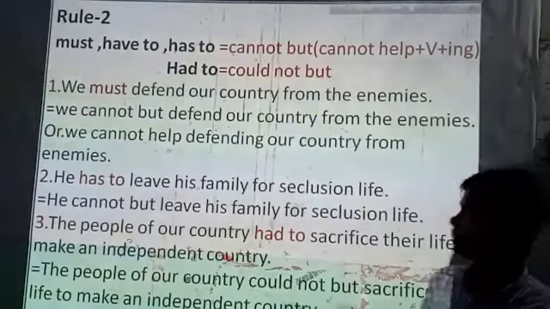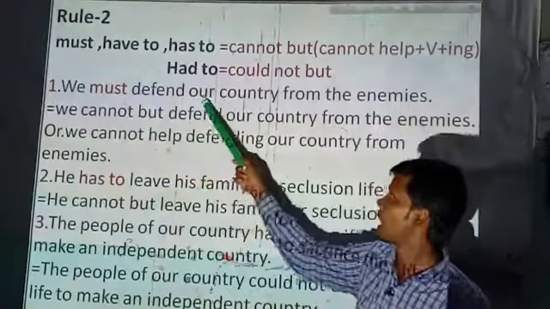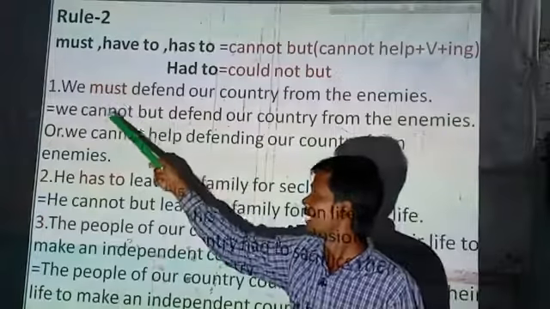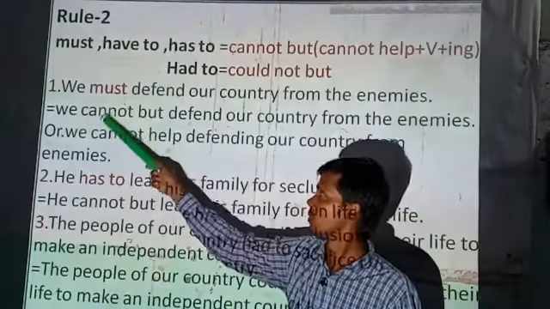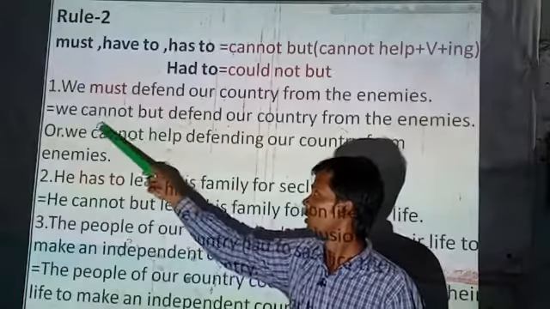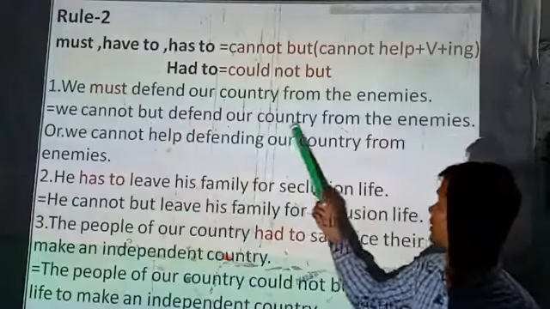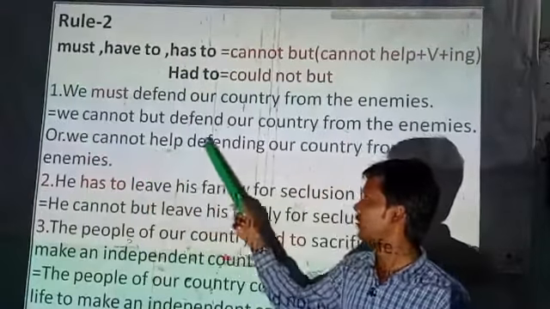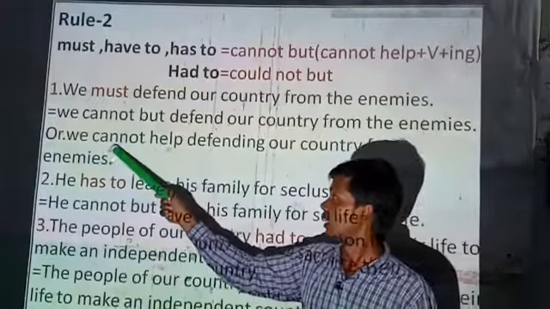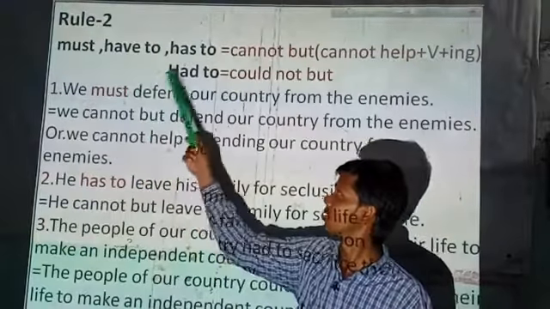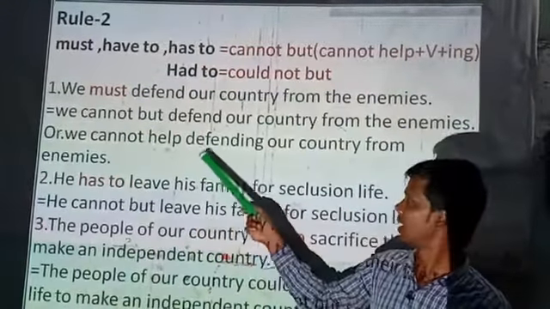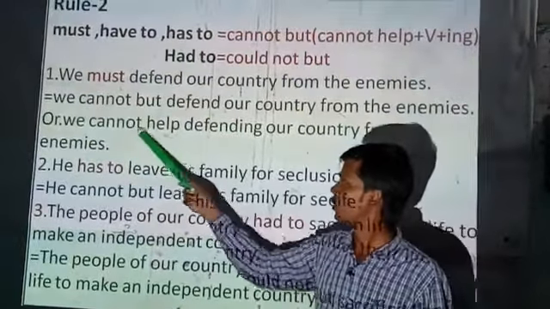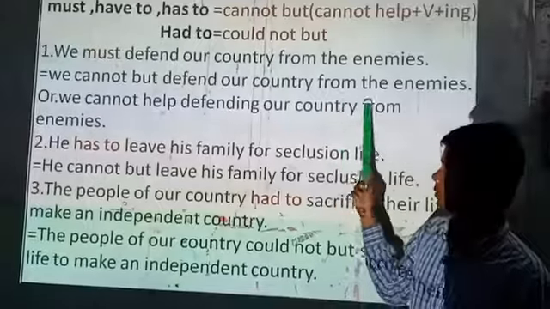For example, we must defend our country from the enemies. In place of must, we must write cannot but: We cannot but defend our country from the enemies. Or we cannot help defending. If we write cannot help in place of must, have to or has to, we will have to add ing at the end of the main verb. So, we cannot help defending our country from the enemies.